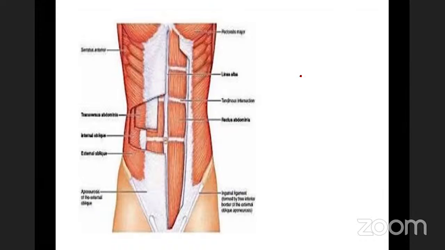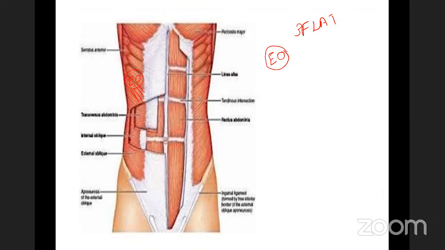So now we will discuss the anterior abdominal wall. The muscles of the anterior abdominal wall: you have three flat muscles present here. Outermost is the external oblique. Why is it called external oblique? Because this muscle is oblique. Can you see the fibers? It is oblique and it is externally placed. That is why it is called external oblique.